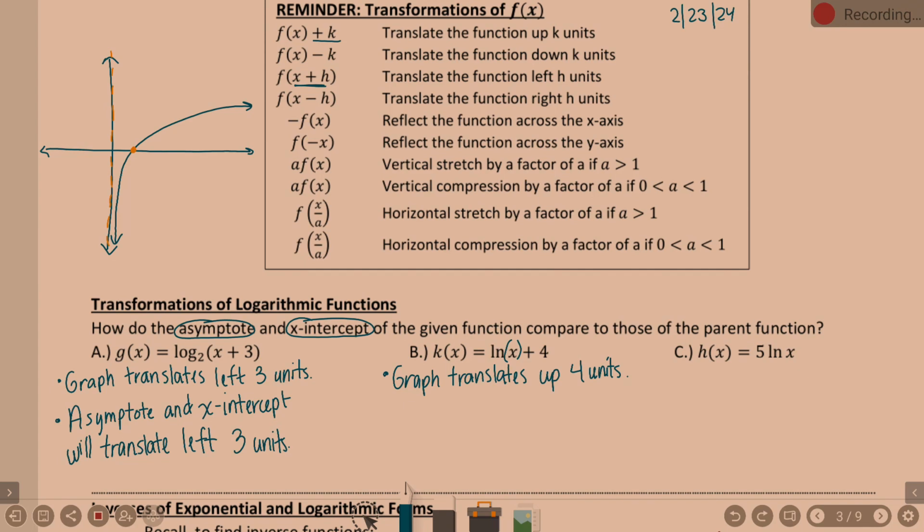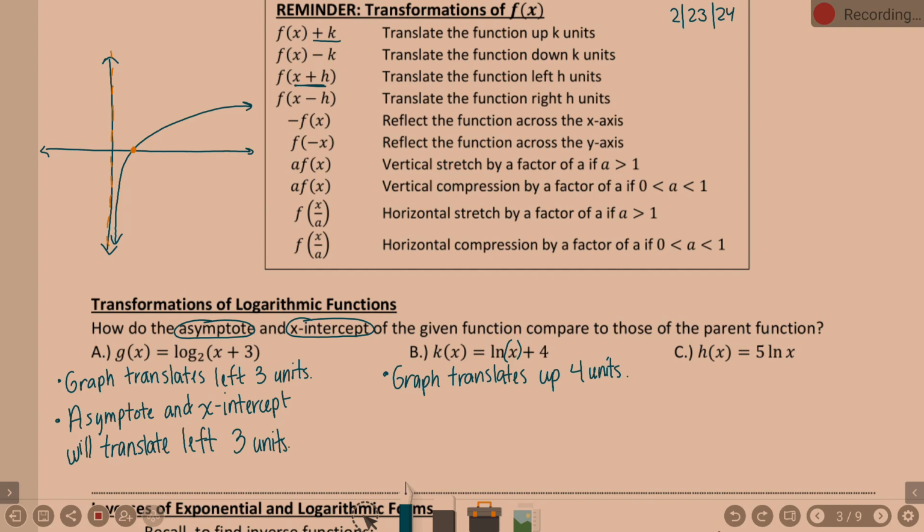We have to talk about what changes, what doesn't. Asymptote and x-intercept. If I take this graph and I move it up 4, does it change? And do they have to have the same answer here? If I'm taking this graph, my curvy graph here, and I move it up, does my asymptote change? No. That asymptote is still staying on that same vertical line. So asymptote does not change.